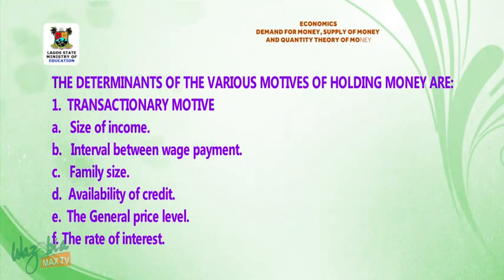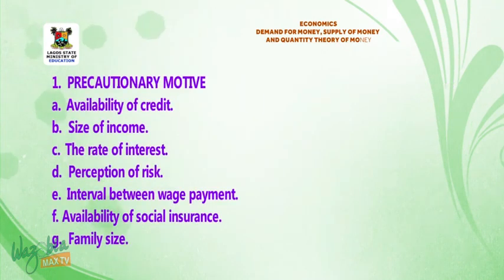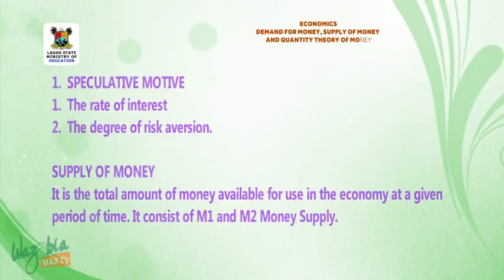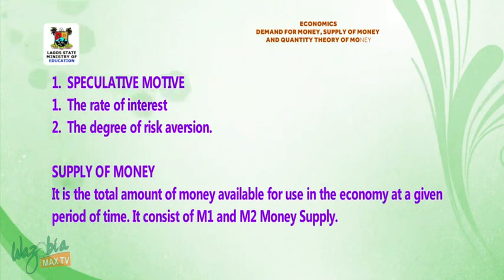Transactionary motive: 1. Size of income. 2. Interval between wage payment. 3. Family size. 4. Availability of credit. 5. General price level and the rate of interest. Precautionary motive: availability of credit, size of income, the rate of interest, perception of risk, interval between wage payments, availability of social insurance, and family size. Speculative motive: rate of interest, the degree of risk aversion.